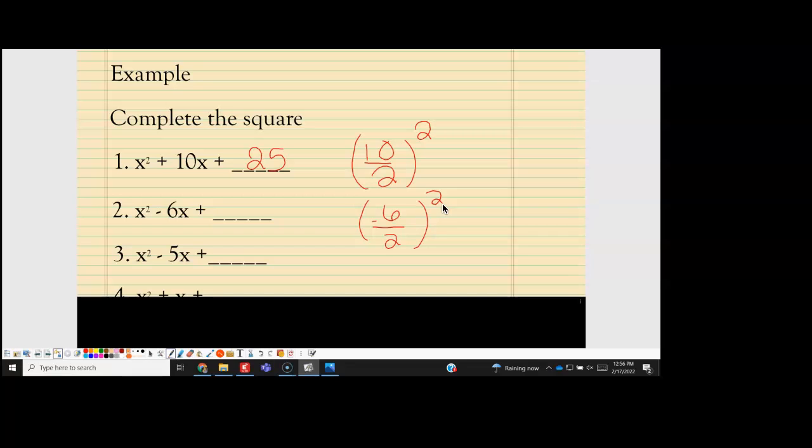So 6 divided by 2 is 3. 3 squared is 9. Number 3, 5 divided by 2 squared. So again, the square goes to each term. It's okay to add a fraction as you're completing the square. So you can add to that 25 halves.